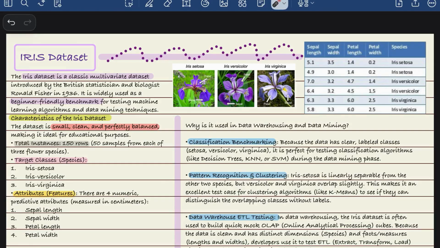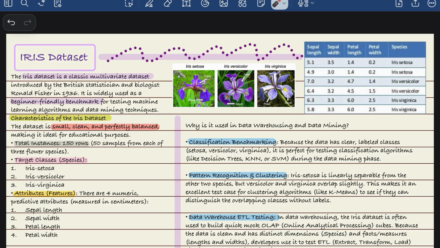Now we'll discuss the classic benchmark of data science, that is the iris dataset. The iris dataset is just like the hello world of programming languages. Like we learn to write hello world as the first program, the iris dataset works exactly the same. It was introduced by a British statistician and biologist, Ronald Fisher. And it is widely used as a beginner-friendly benchmark for testing machine learning algorithms and data mining techniques.